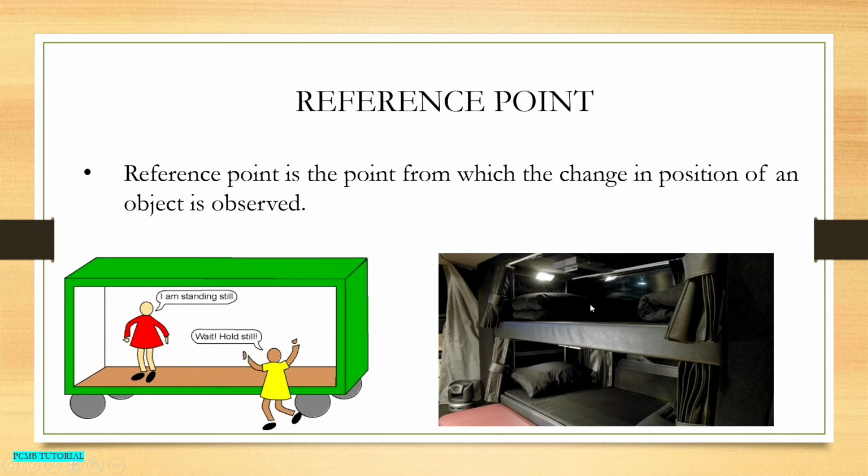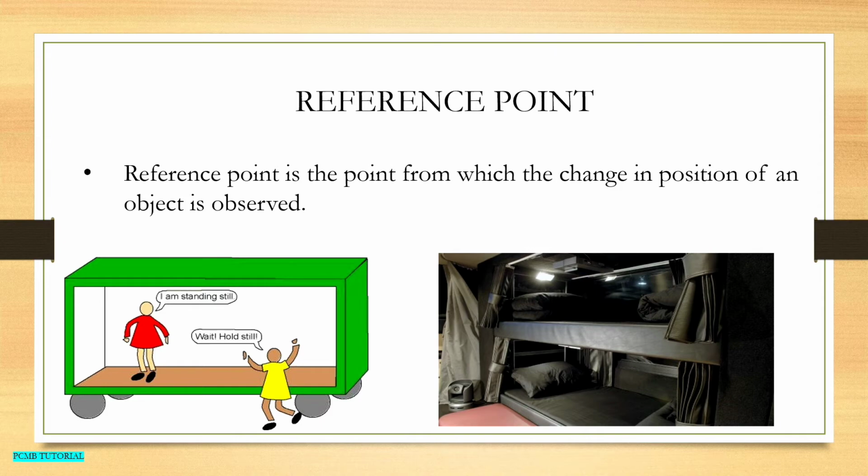Coming to the next example, we can see pillows and curtains and a bed. This is a picture of a train compartment. It seems to us that all the things which we can see are at rest. This is happening because we are taking the train as the frame of reference. Suppose the train is moving. Then an observer from outside the train will notice that the whole system including the pillows is moving.